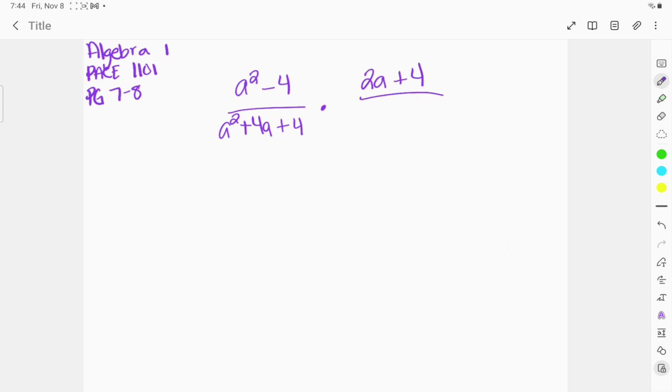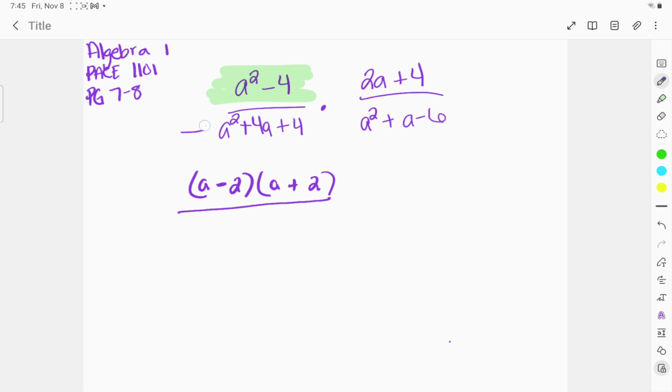All right, so 2a plus 4. Then I have a squared plus a minus 6. Okay, I have all that written down. So we're going to start with our first one to factor. And I have a squared minus 4. So we immediately recognize that that is the difference of 2 squares. So my only difference in my binomials are my signs. The square root of a squared is a. And the square root of 4 is 2. Okay? So now let's move on.